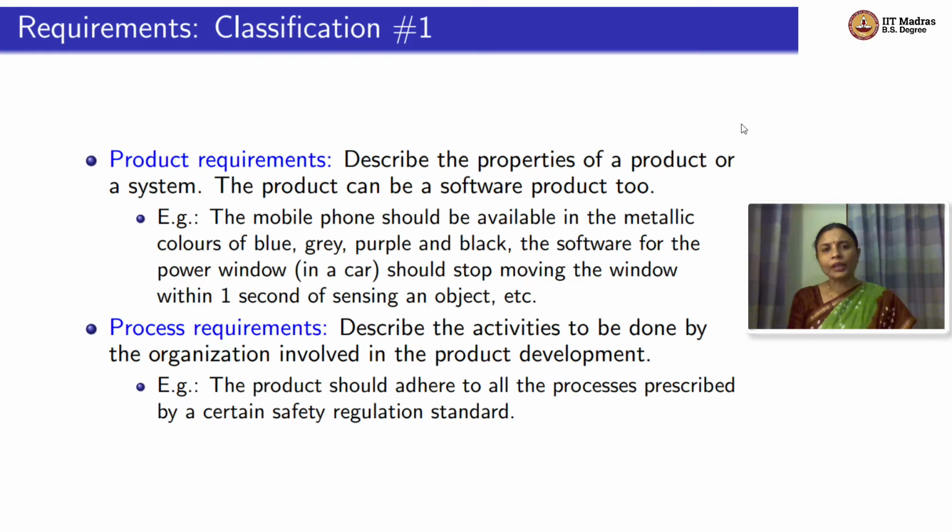Like, for example, if you take the same power window in a car, there are regulatory standards that it should meet. So the company that is developing this power window, including the software, will have to adhere to certain processes through which they can get their software certified for meeting the regulatory standards. So that is process requirements. This is one kind of classification of requirements that is useful to keep in mind.